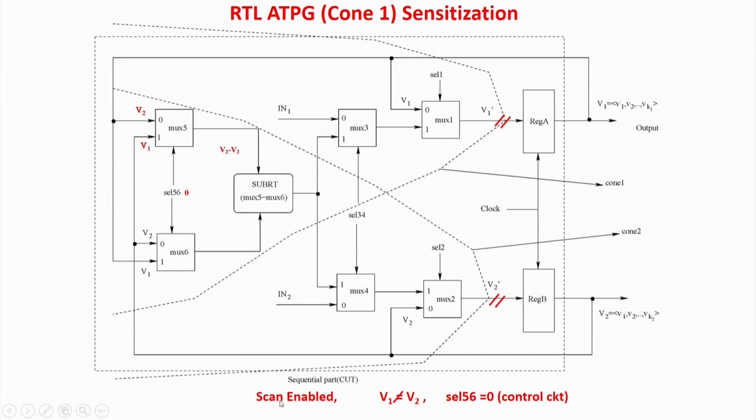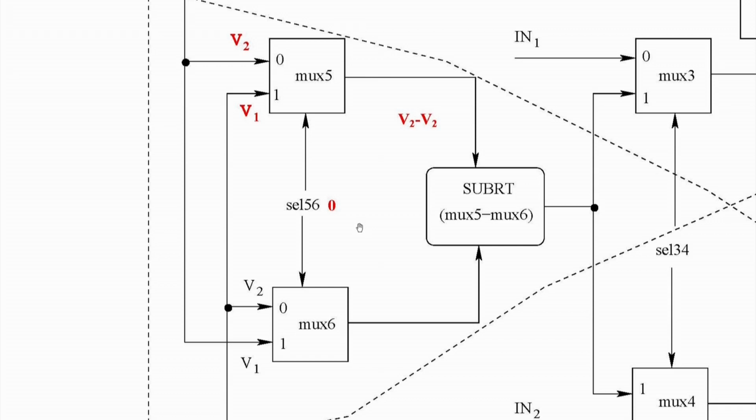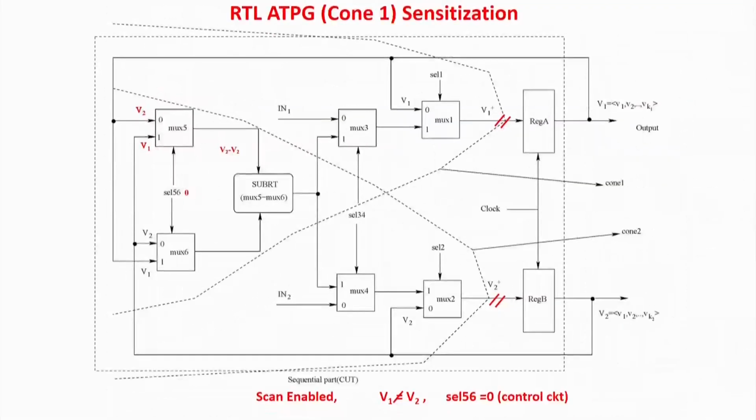So what we are doing: we are enabling the scan. V1 is not equal to V2 for sensitizing it, and we have to make select 5 6 equal to 0. You can even make select 5 6 equal to 1, that is also possible. If you make select 5 6 equal to 0, then from here V2 is going to come, and from here, due to a swap, again V2 is going to come. Just a minute. So basically I am making this select equal to, say, 0. So in this case, this is the swapped values.